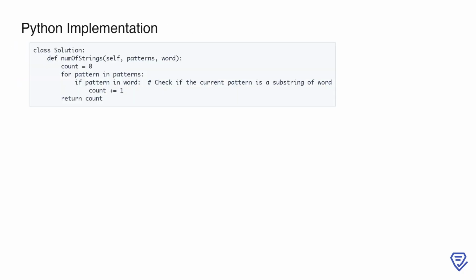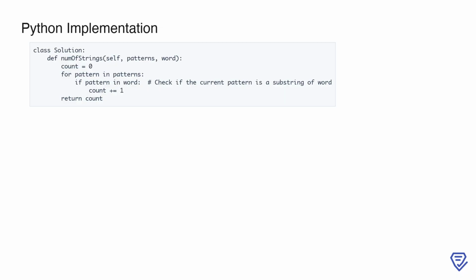This Python implementation solves LeetCode problem 1967, Number of Strings That Appear as Substrings in Word, in an efficient and straightforward manner. Here's a line-by-line breakdown of the code. 1. Defining the class and function. The Solution class encapsulates the method numOfStrings. This is a common structure for LeetCode problems, ensuring the solution aligns with the platform's expected input and output format.